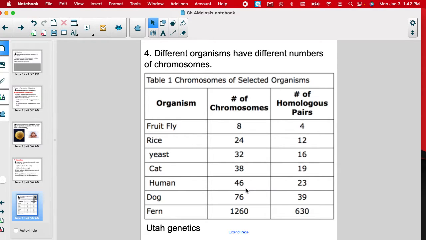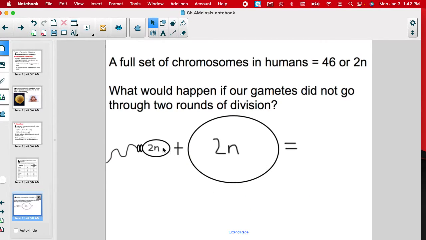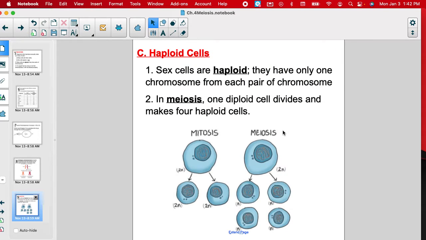Just know that humans, we have 46 chromosomes in our body cells, and in our sex cells, we have half the number, which is 23. So the purpose of that is, well, geez, if a sperm cell had 46 and an egg cell had 46 and they met and fused in the process of fertilization, we'd end up with a zygote with 92 chromosomes. And that's way too many chromosomes. So we are going to talk about the process of how sex cells get half the number of chromosomes. Okay, so haploid cells are just sex cells. They are the result of a process called meiosis.